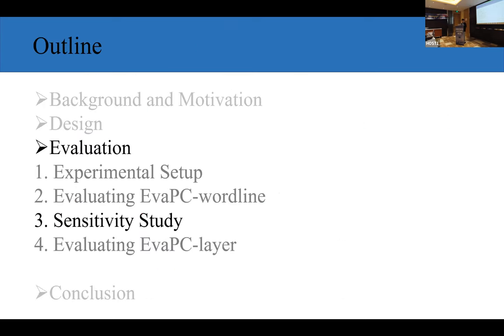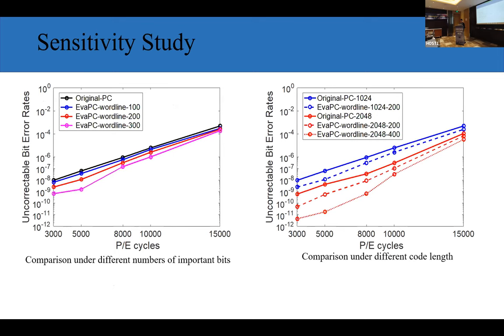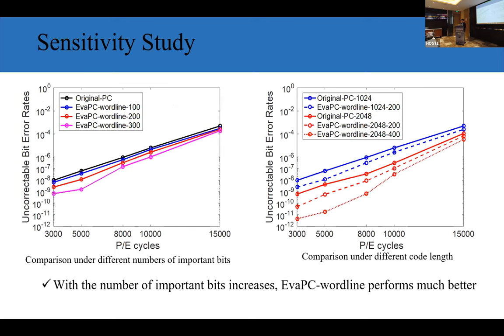The sensitivity study. The left figure shows the comparison of original PC and ERPC wordline under different numbers of important bits. As we can see, with the number of important bits increased, ERPC wordline performs much better. This means that the impact of important bits on error correction capability is critical.